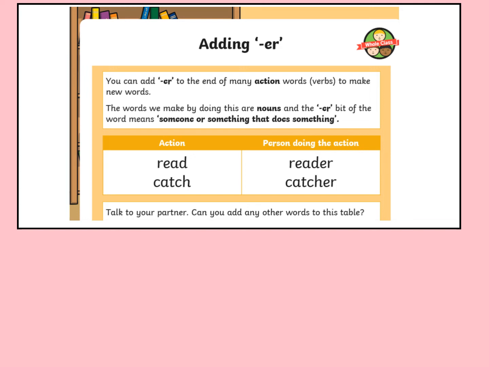As we've already looked at, the action is read, the person doing the action is a reader. So when we are adding the suffix to a verb, it shows that something is happening, that there's an action going on. Another example again would be the catch is the action, and the person doing the catching is a catcher.